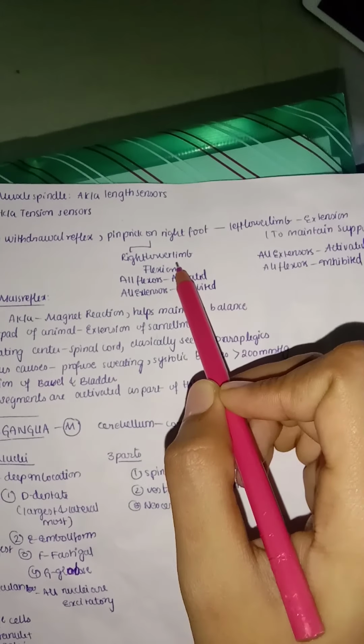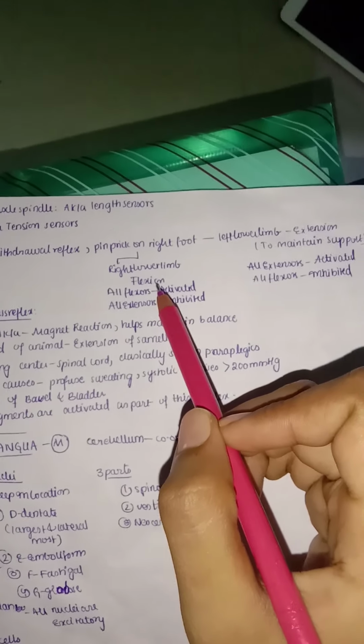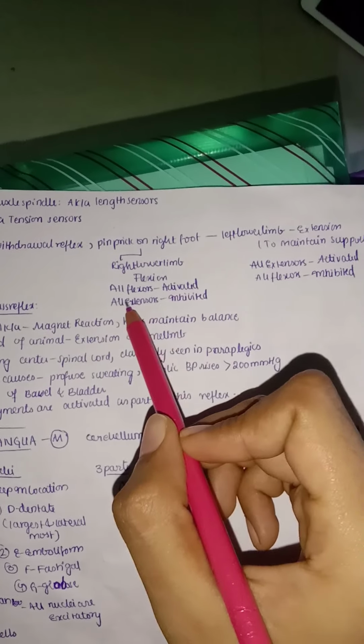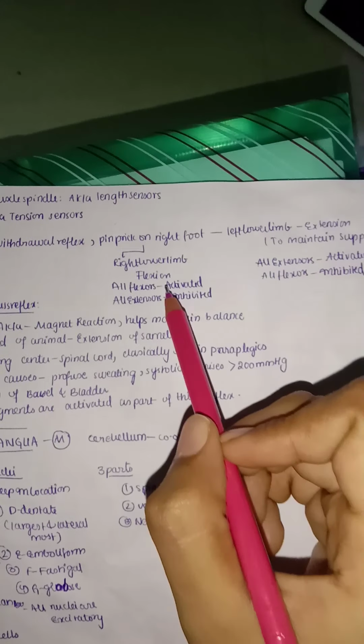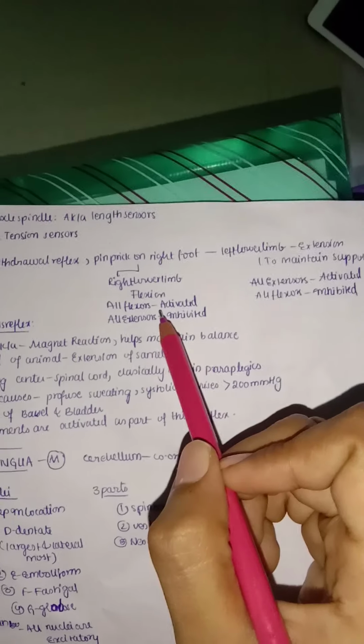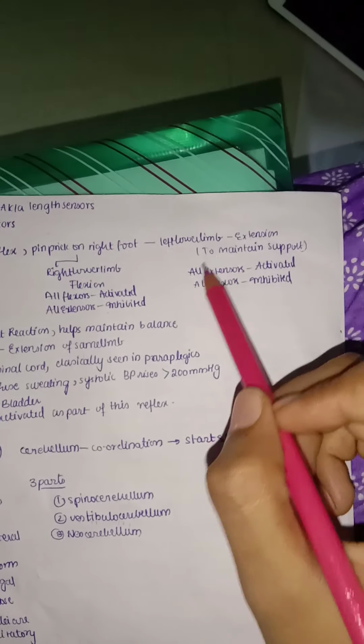So in the right lower limb there will be flexion. Flexion means the leg is coming near to your body. Why? Because you are touching a pin, so you should immediately do the flexion. So all flexors are of course activated, but the extensors are inhibited here, because now you need to not extend. If you extend more, then again there will be a pin prick. So to prevent that, the flexion will be there in the right lower limb, whereas in the left lower limb you will see extension.